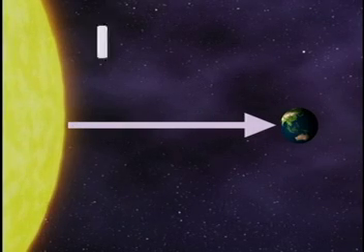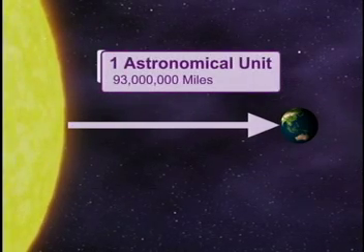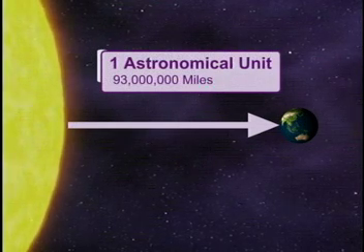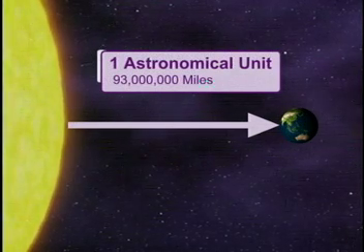Thanks, Janet. Okay, guys, remember earlier in the program when I said I had an interesting challenge for you? Well, it's now time for scaling the solar system. Now, the astronomical unit, or AU, currently in use, is derived from the average mean distance between the Earth and the Sun, which is approximately 93 million miles.